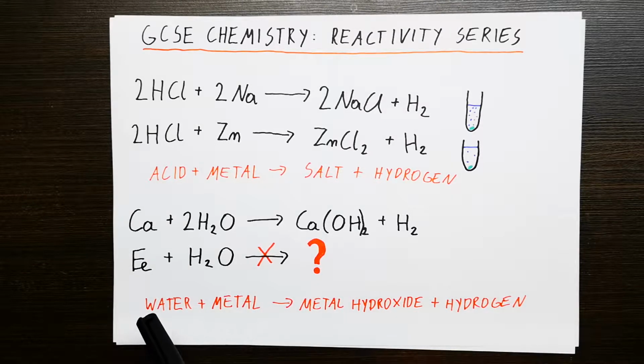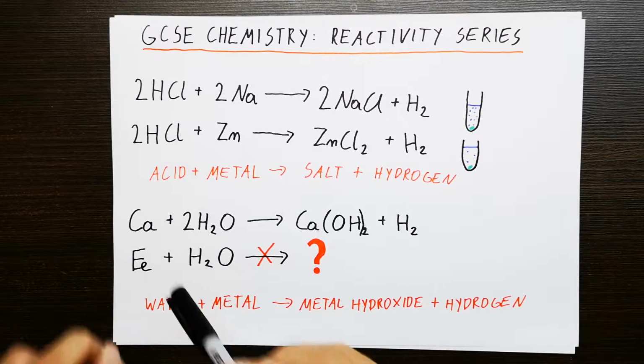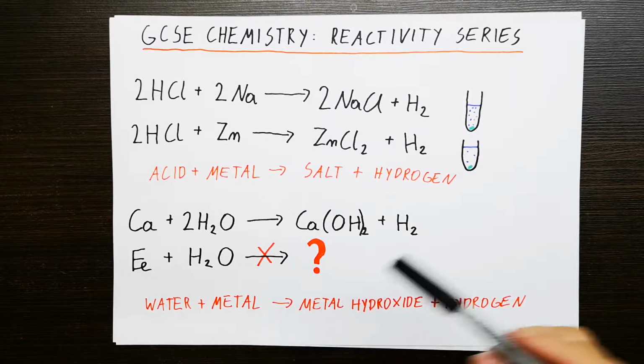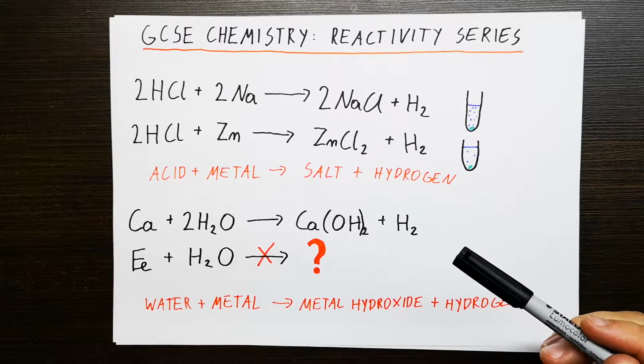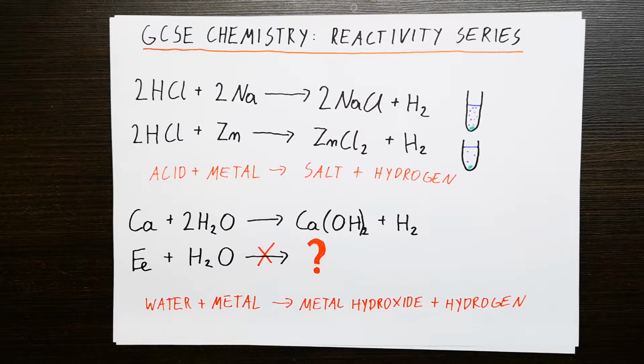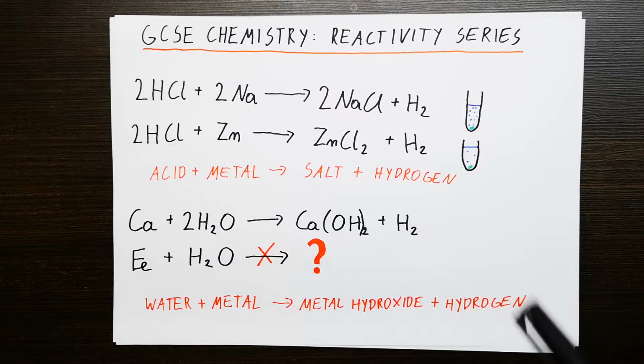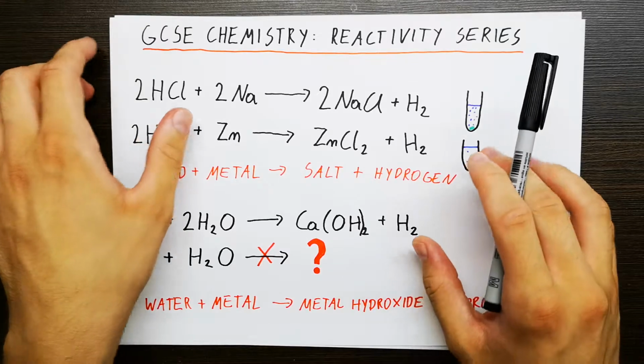Whereas iron does not give away electrons and does not form positive ions quite as easily as calcium does. So iron, unfortunately, cannot react with water. So the ability of the metal to give away electrons in order to form a positive ion is what dictates the metal's reactivity and its position in the reactivity series.